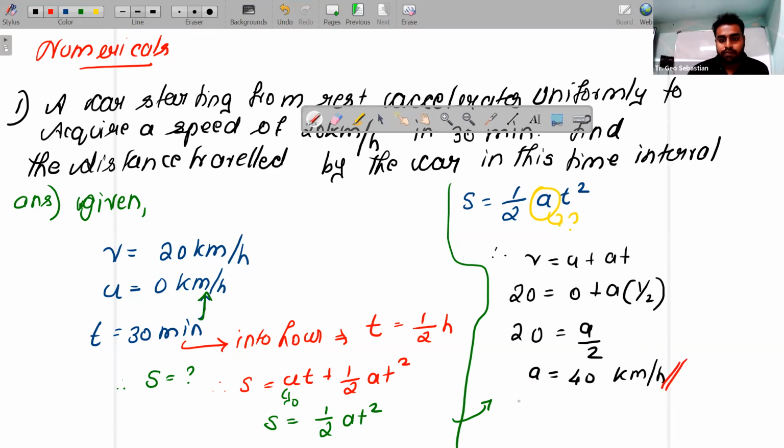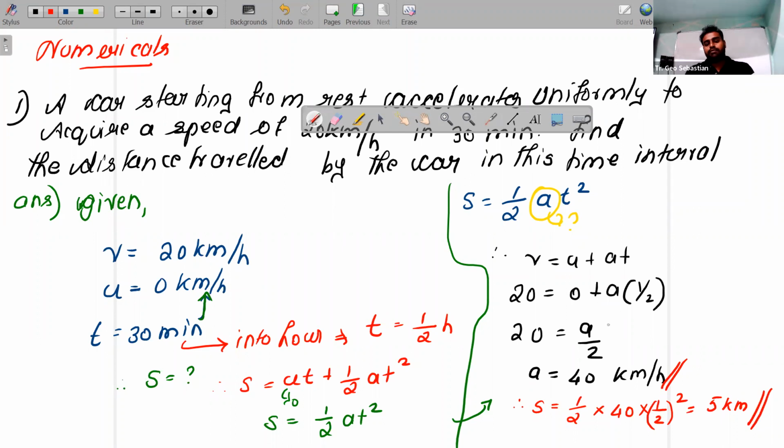Therefore, now directly we can write the equation as s is equal to half into a, which is nothing but 40, into time, which is nothing but 1 by 2, whole square, right? Half into 40 into half square. So how much will you get? You will get it as 5 kilometer. Answer is nothing but 5 kilometer. I hope children you understood how to solve this numerical.